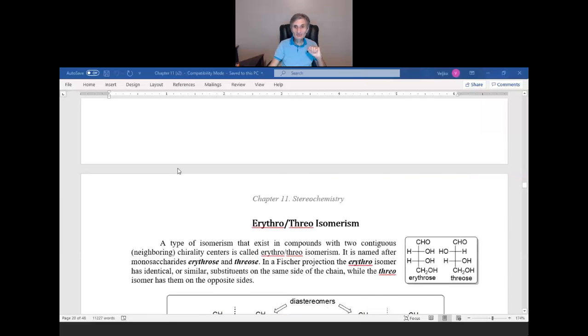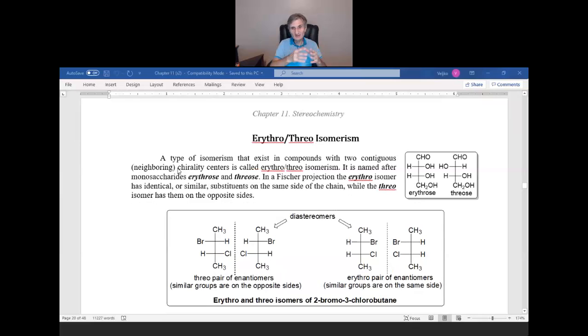When two chirality centers are next to each other, as in the previous example that we have seen, 2-bromo-3-chlorobutane, then those are called contiguous chirality centers. Remember, it's contiguous, not contagious. Contiguous chirality centers next to each other.